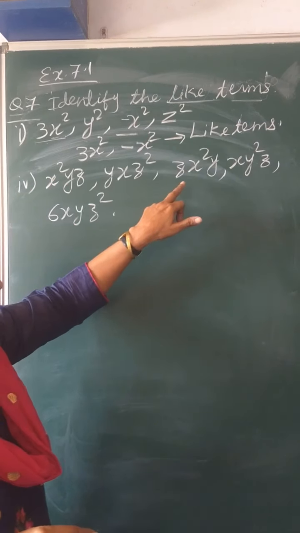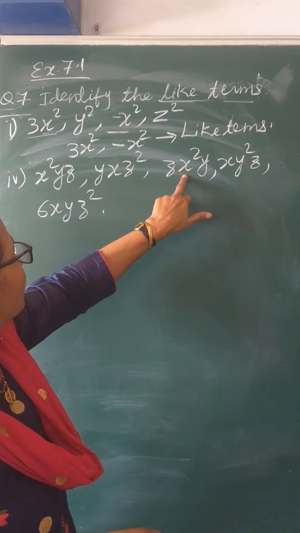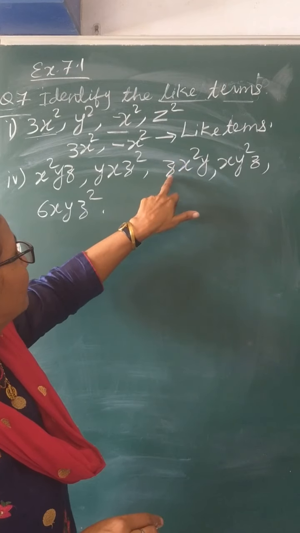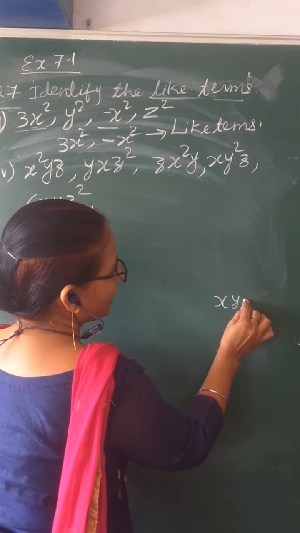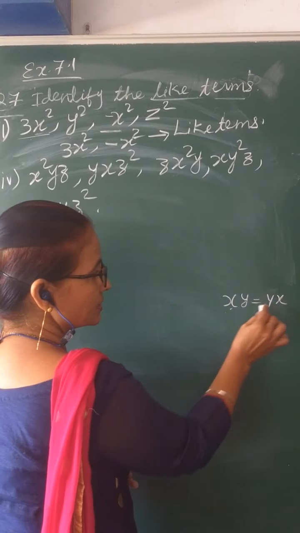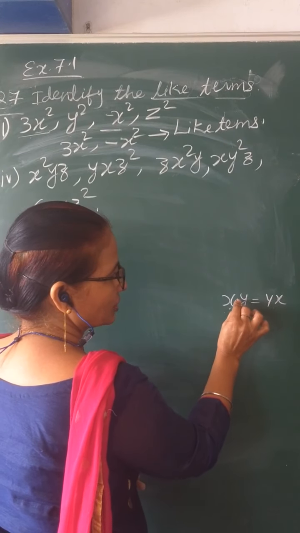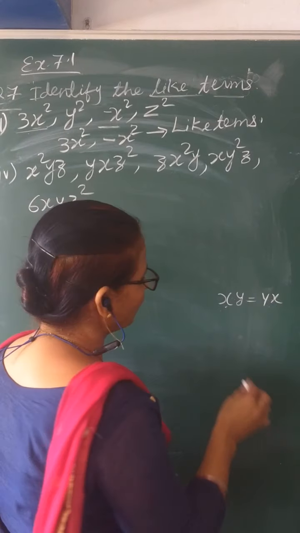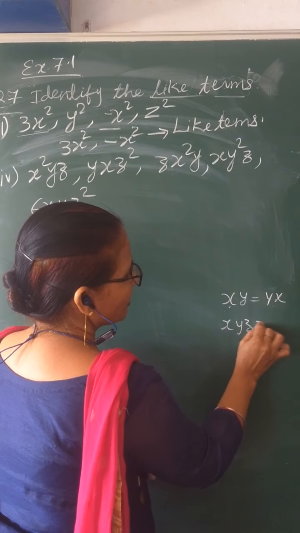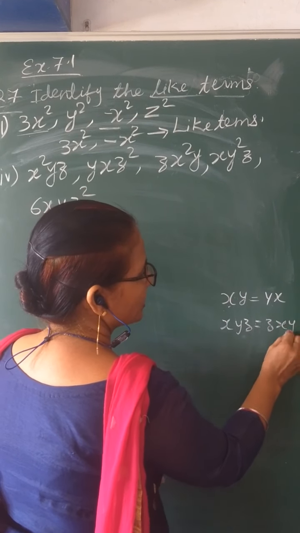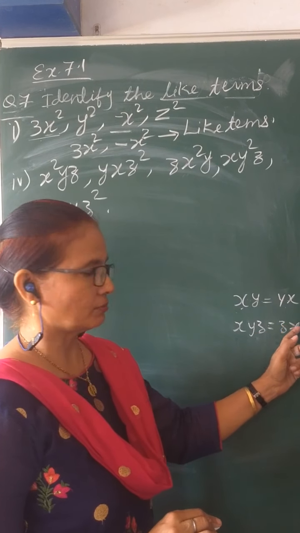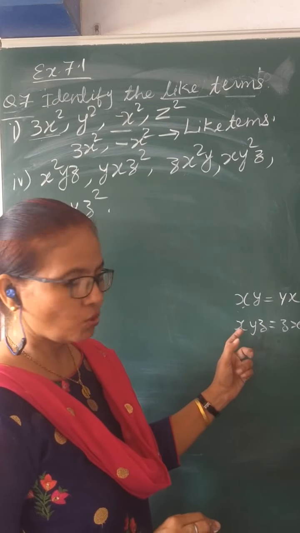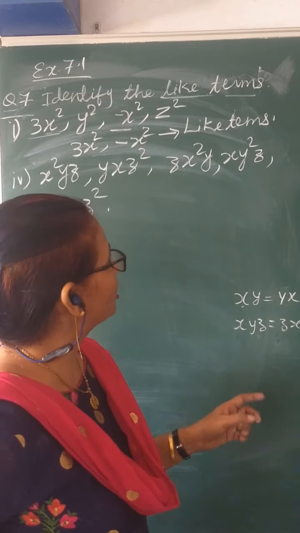Is there anywhere? Yes. You can see here the power of x is 2 and then yz. Remember children, xy and yx both are the same, because here is multiplication, and in multiplication you can change the order. Similarly, xyz can be written as zxy also. Xyz, zxy, the multiplication sign is there. So as you know, in multiplication you can change the order.